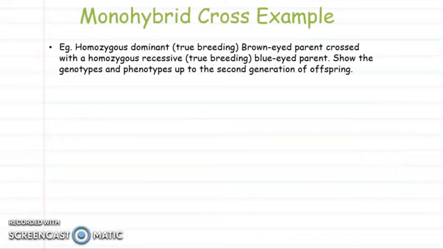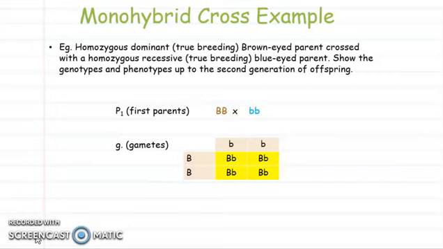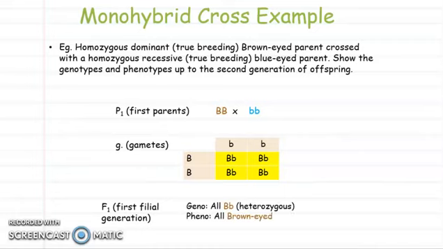As an example of a monohybrid cross, a homozygous dominant or true breeding brown-eyed parent crossed with a homozygous recessive or true breeding blue-eyed parent, we show the genotypes and phenotypes up to the second generation of offspring. So our original parents, designated with the letter P, homozygous dominant, big B, big B, crossed with little b, little b, a homozygous recessive individual. Now, if you look at the possible combinations of genotypes in the offspring that they can produce from their gametes, they are all the same. In the first filial generation of offspring, or the F1 generation, the genotypes will all be heterozygous, big B, little b, and the phenotypes will all be brown-eyed.